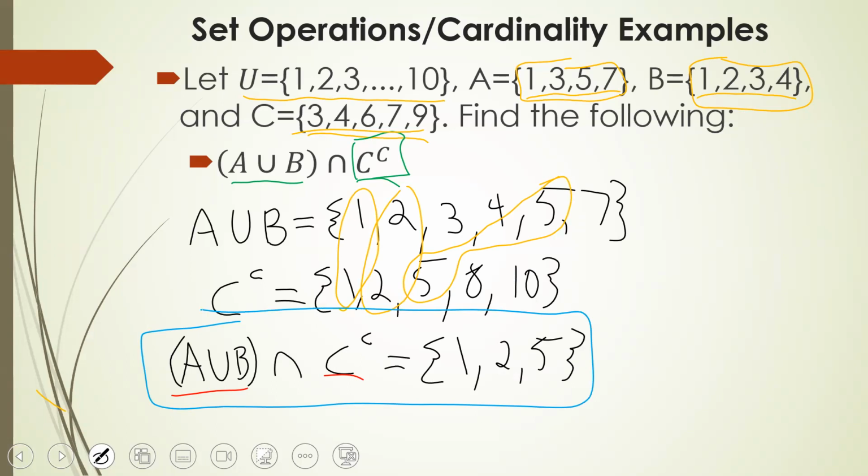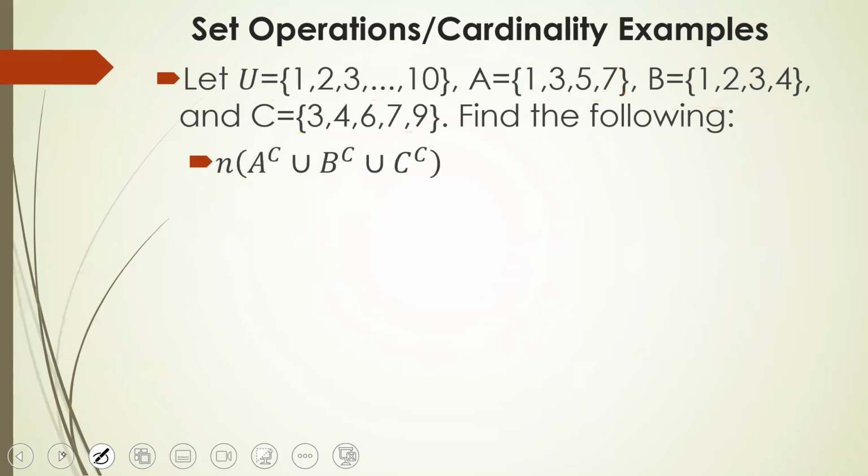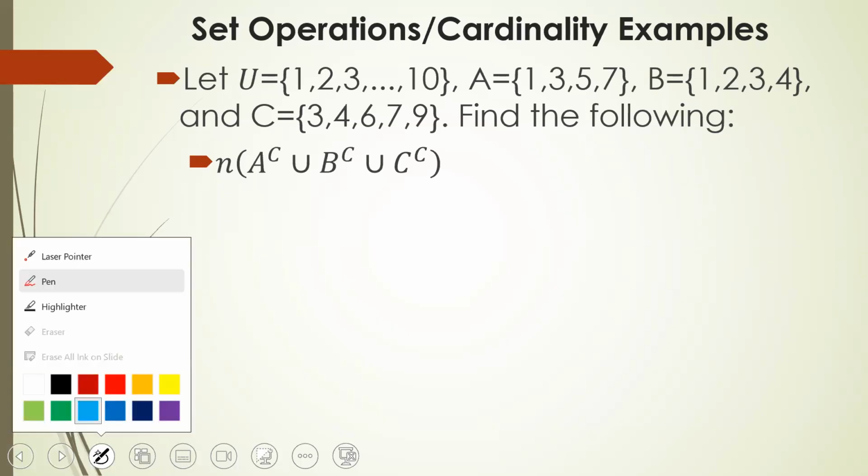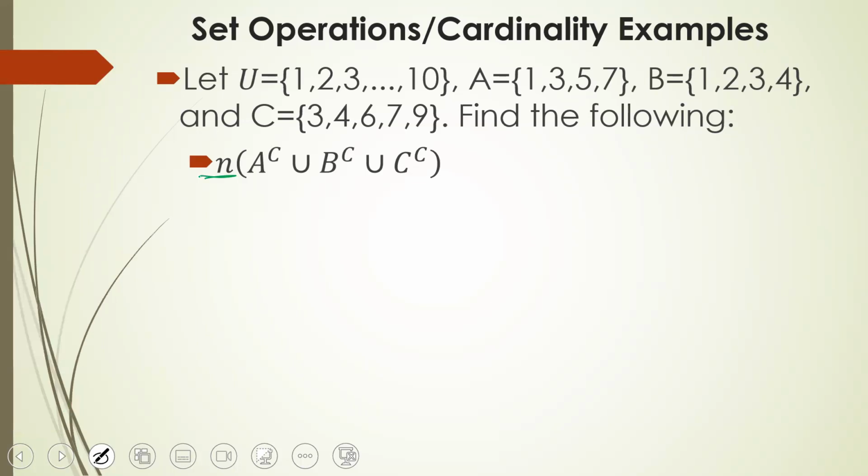All right, so that's one example. Let's take a look at a different one. Here we're asked to find the set A complement, union with B complement, union with C complement. But we have this out front.